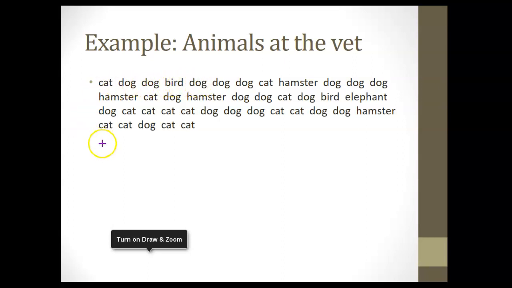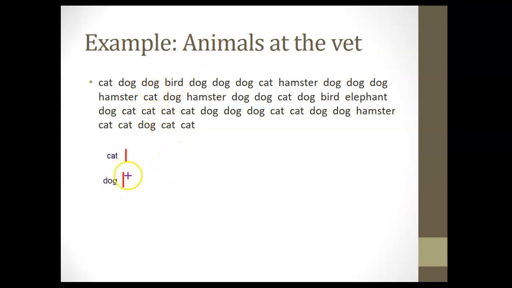One item is a cat. So the first thing on the list is a cat. I'm going to write that down here and make a tally mark there. Then the next animal, the second animal on the list, is a dog. So let me write dog and mark a tally mark for that.